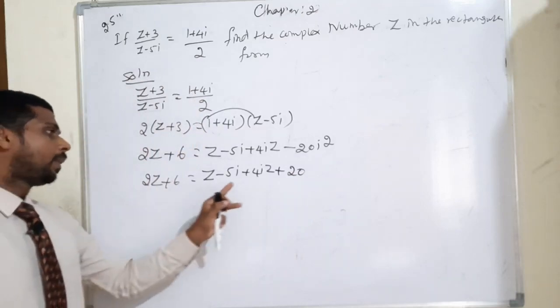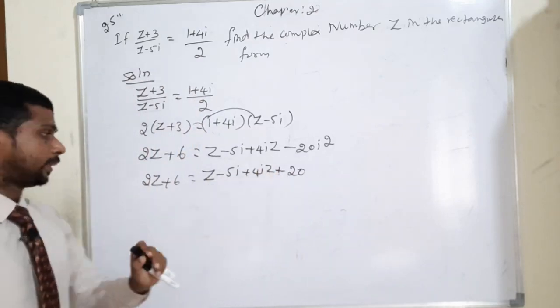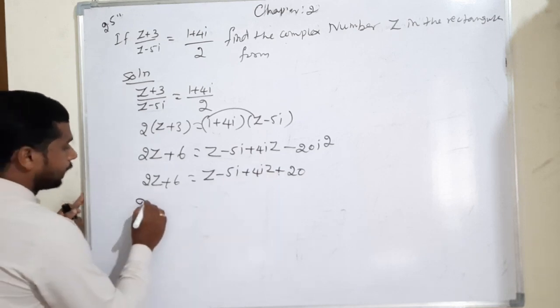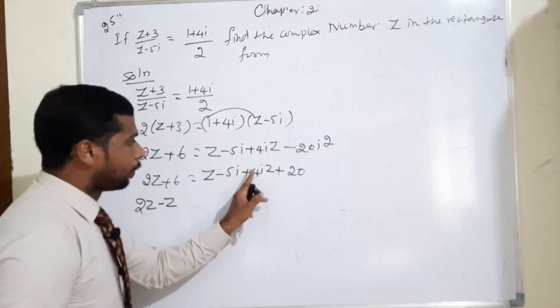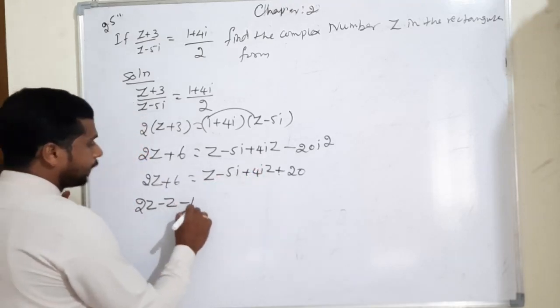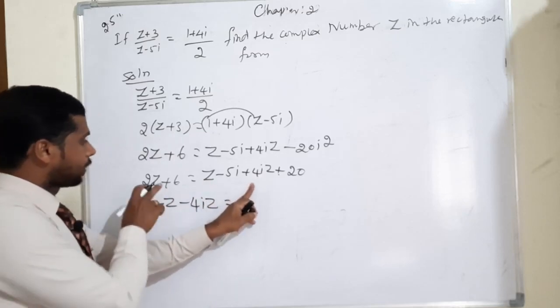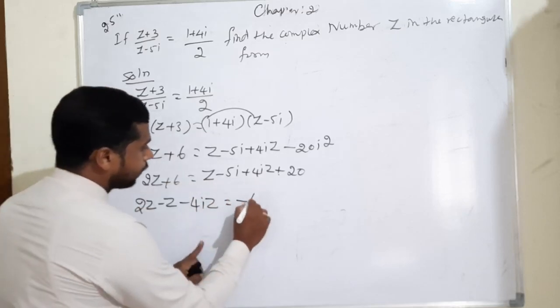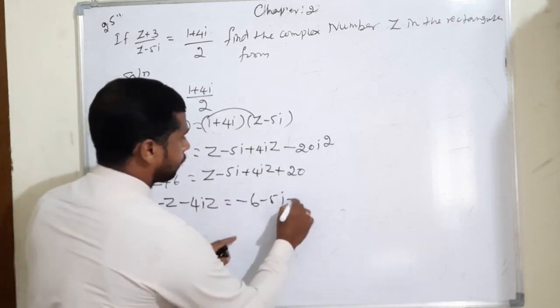Then equate: group the z terms on one side, and the real and imaginary terms on the opposite side. Grouping means z, bring to the opposite side, means minus z. Another one, plus 4iz, bring to the opposite side, means minus 4iz, is equal to the remaining real and imaginary terms separately. Plus 6 brought to the opposite side is minus 6. Here already minus 5 is there, plus 20 is there.